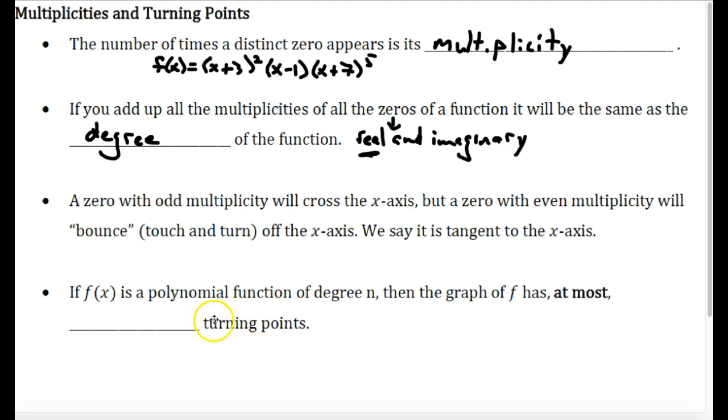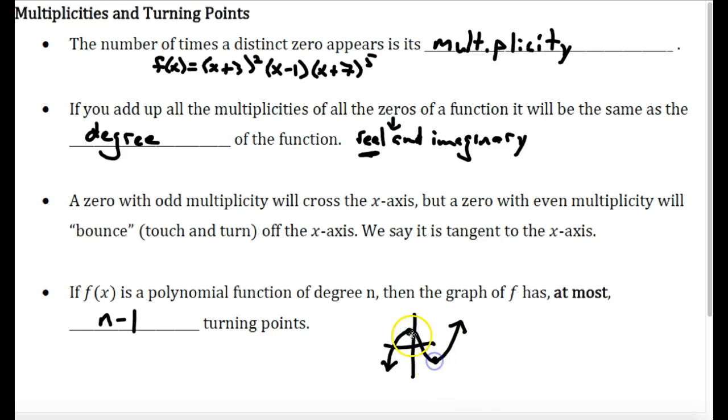Now, another interesting point is that if we have a polynomial of degree n, then the graph of f has at most n minus 1 turning points. We talked about what a turning point was in the last chapter, right? But a short, simple example could be a graph that looks like this. Hopefully we can recognize this would be a cubic function. This shape looks like a third-degree function, and it has 2 turning points, right?